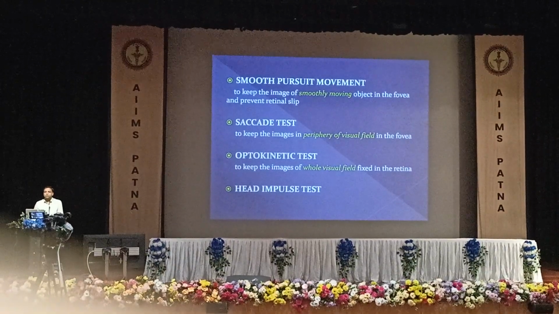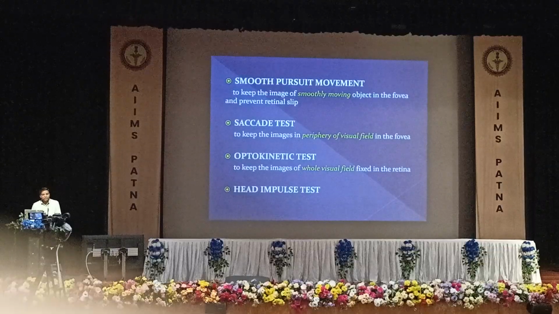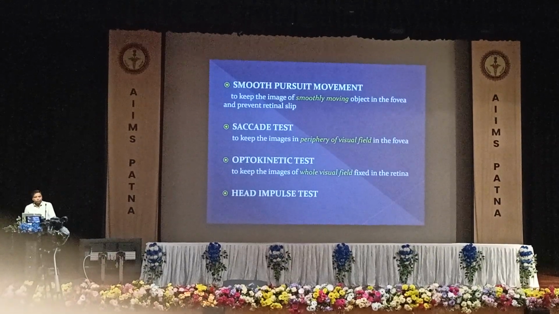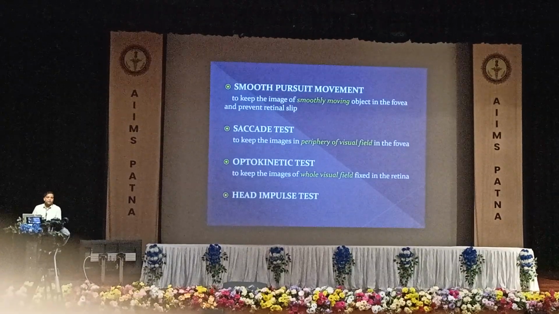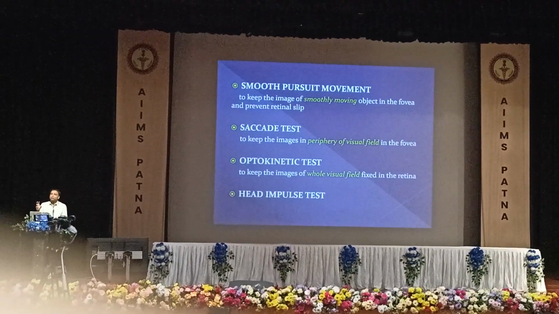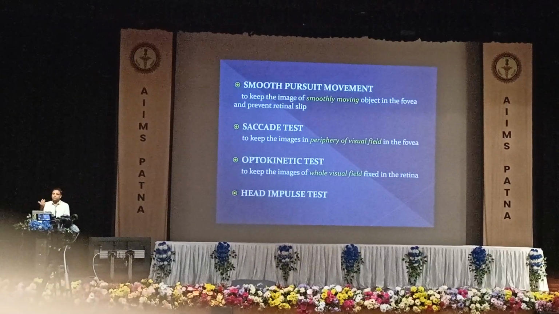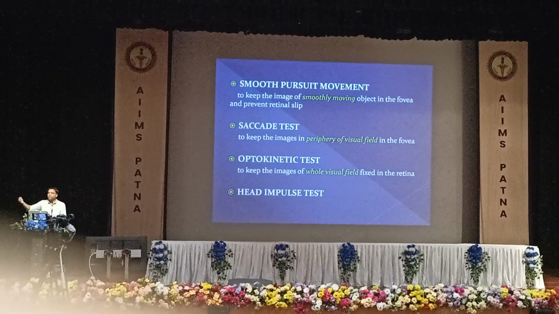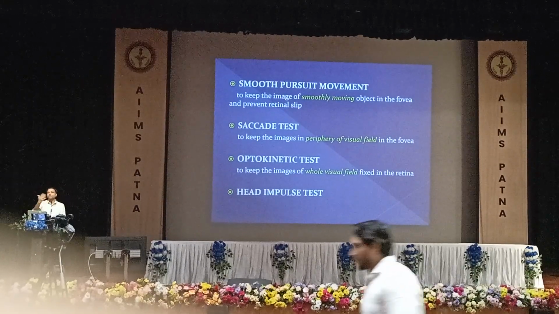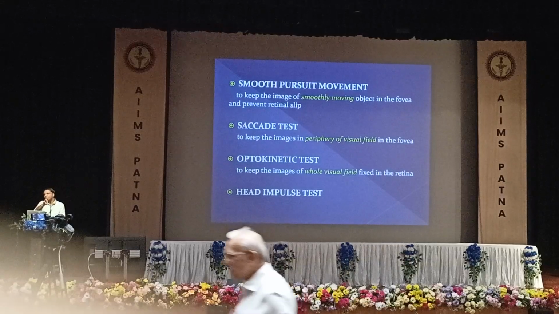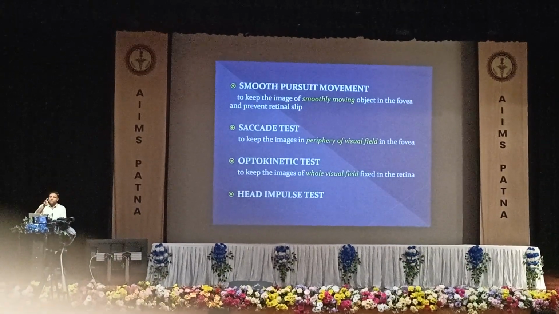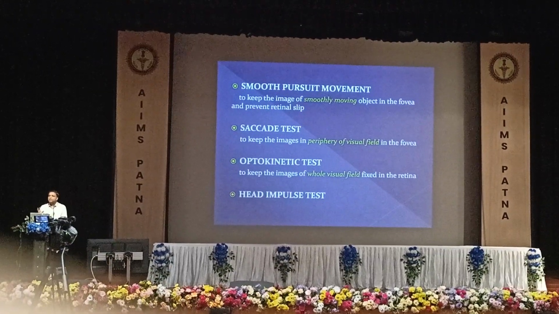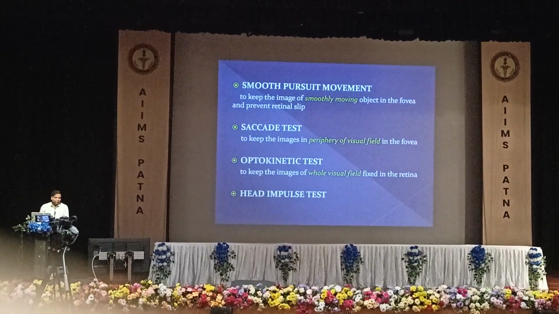The three important things which we should know are the smooth pursuit movement, the saccade test and the optokinetic test. Why is it important? Smooth pursuit movement: for a smoothly moving object, the image should be maintained in the fovea. So I'm talking to you, and a gentleman is going through this door and out through that door. I'm talking to you, and still the image of that person is not getting blurred, because that image is being held in my fovea and there is no retinal slip. So that is done by the smooth pursuit movement of the eye.